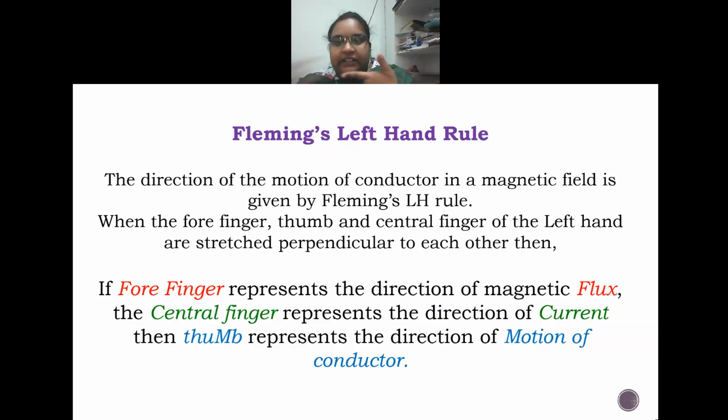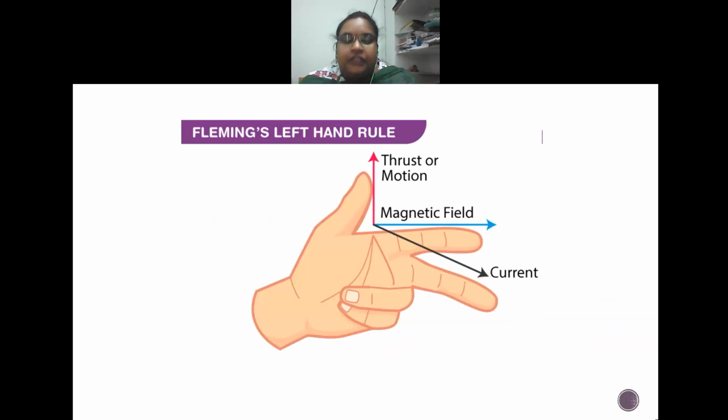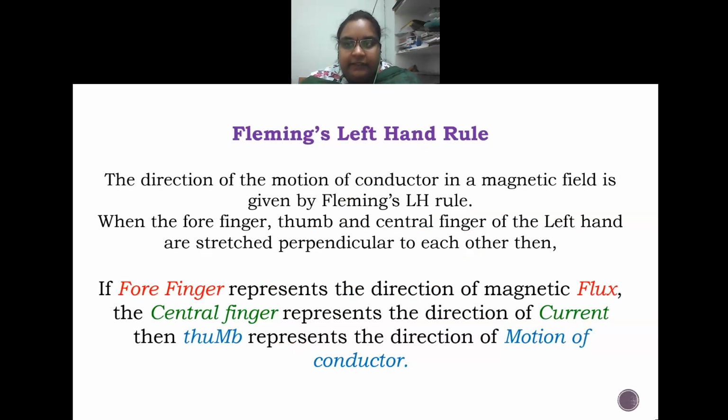If the forefinger represents the direction of the magnetic field, and the central finger represents the direction of the current, then thumb represents the motion of the conductor. So this is how, if the forefinger represents the magnetic field and central finger represents the direction of the current, then thumb represents the direction of the motion of the conductor. So this is Fleming's left hand rule.